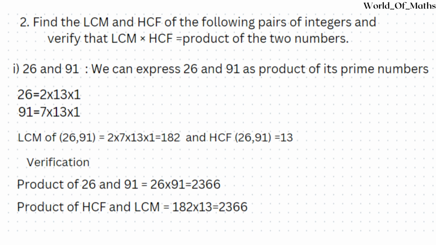Now let's verify the formula. The product of 26 and 91 is equal to 2366, and the product of LCM and HCF, which is 182 multiplied by 13, also gives 2366. Hence we can prove that the product of the LCM and HCF of two numbers is equal to the product of the given numbers.